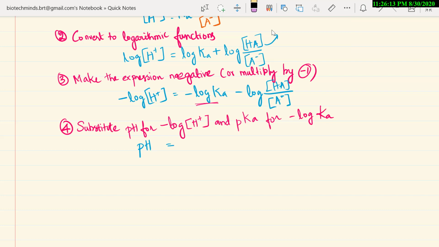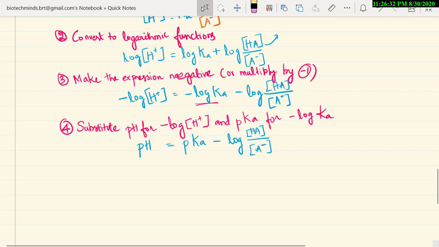pH equal to, simply minus log K is equal to pKa minus log of conjugate acid by weak acid by concentration of conjugate base. So this is the fourth step.